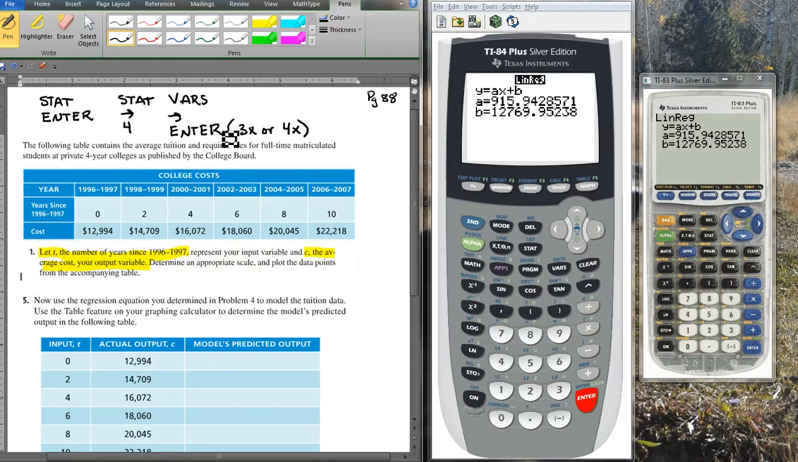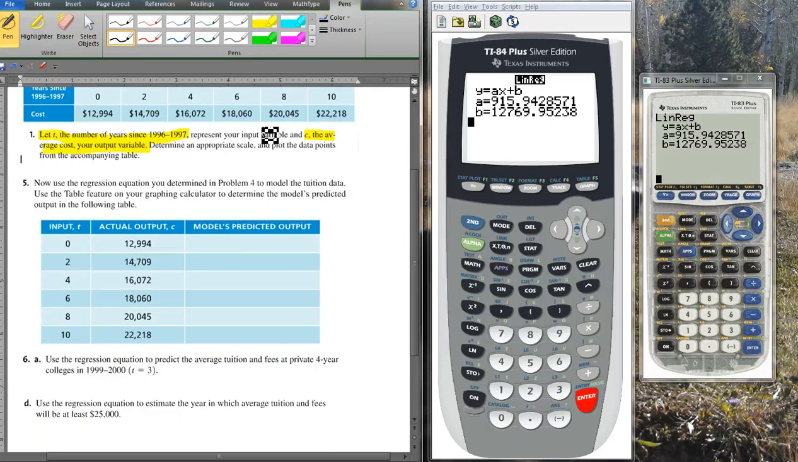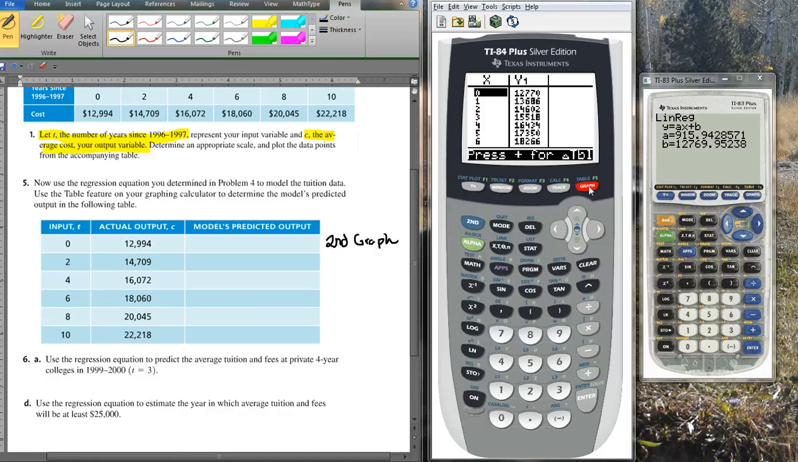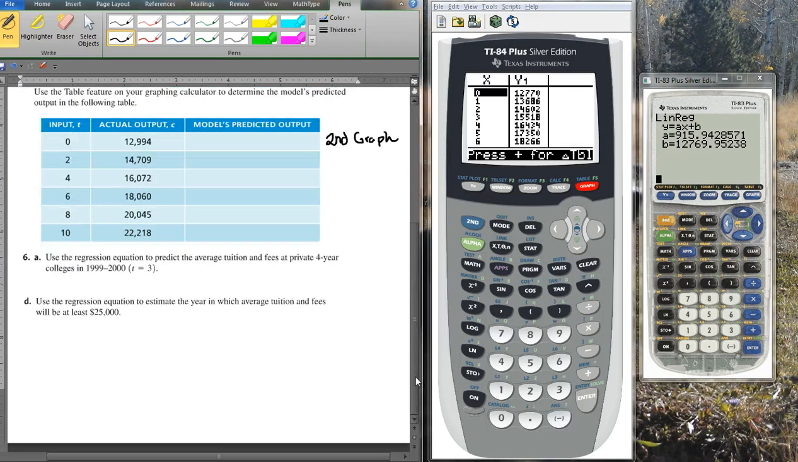Okay, so now we also want to talk about this question number 5. How do we find input values? So in order to find input values, we just simply go to our table function, which is right over here. So we're going to do second graph. And because our equation is already in our y equals, we know that we can simply read down the table and look at the output values. Then the last question here is, how are we going to find when this is at least $25,000? So we're going to look at this in the next video.